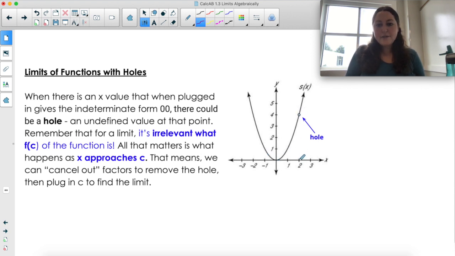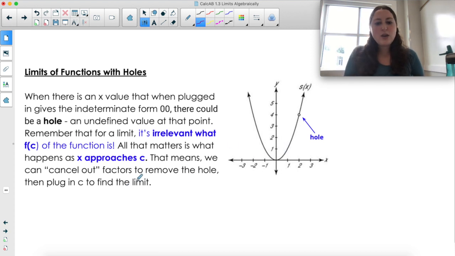f of 2 is undefined because there's nothing there, but the limit as x approaches 2 is still 4, because the limit from the left and the limit from the right are both equal to 4. So if you remember, what's actually happening at 2, what's actually happening at f of c, doesn't matter at all for limits. All that matters is what happens as x approaches c.